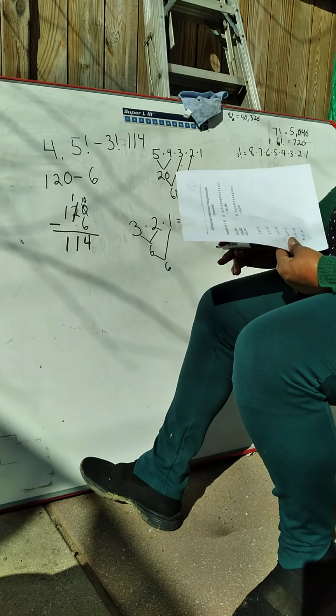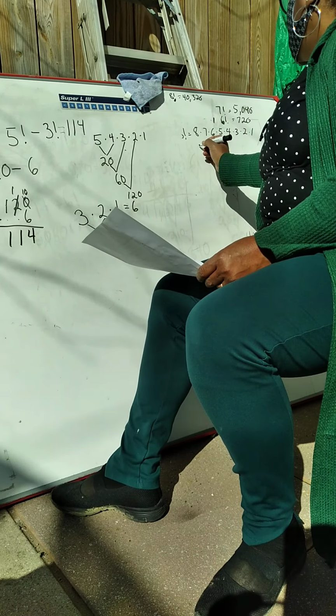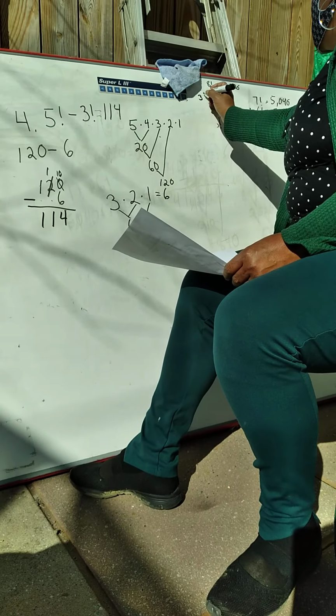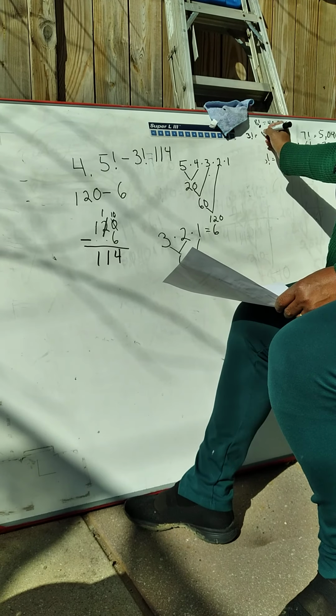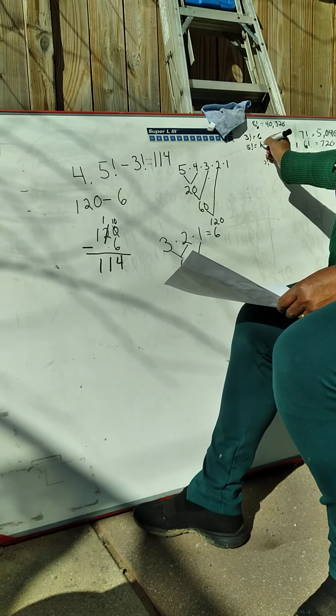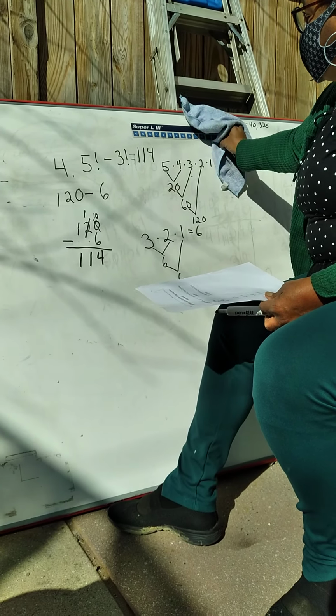Now, like I said, for our own use, we're going to put what 3 factorial is over here in the corner. I'm going to write 3 factorial is equal to 6, and 5 factorial is equal to 120, because I may need these numbers again.